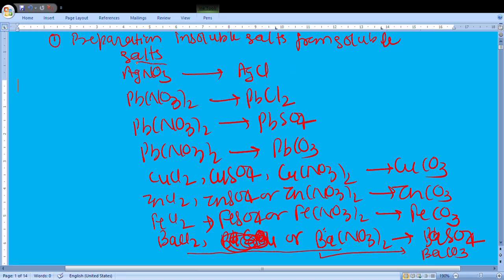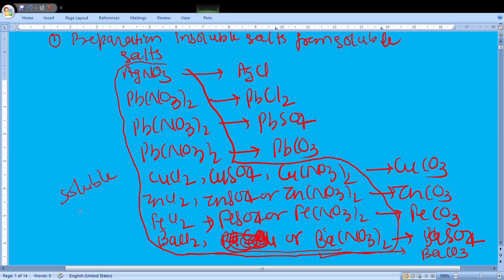These compounds which we have taken on the left side, they are soluble in water. Circle the salts which are inside the circle, they are soluble in water, right? And the right side are insoluble in water. So we need to prepare these salts, starting from AgCl.